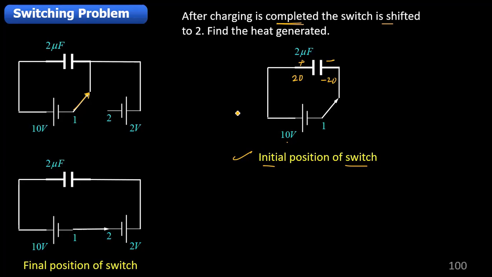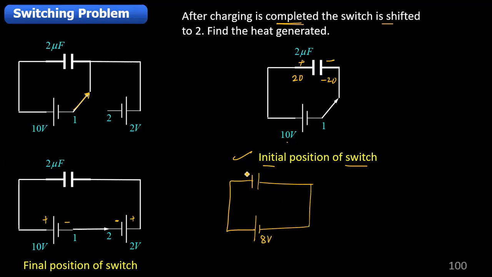Now once we connect to position number 2, this 2 microfarad capacitor is connected with 2 batteries. One has this polarity, and the other has this side positive and this side negative. So these two batteries are opposing each other. The equivalent battery system can be written as 10 minus 2, that is 8 volt. So I redraw the diagram: the 2 microfarad capacitor connected with one battery of 8 volt.